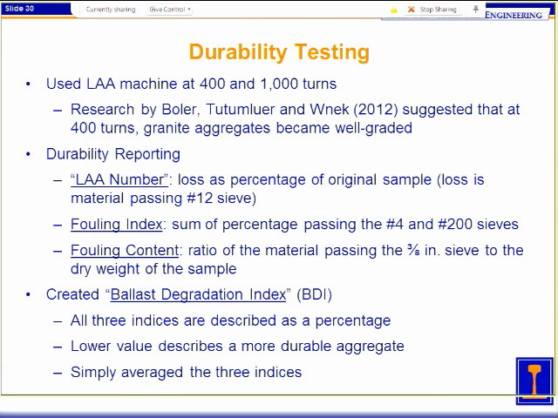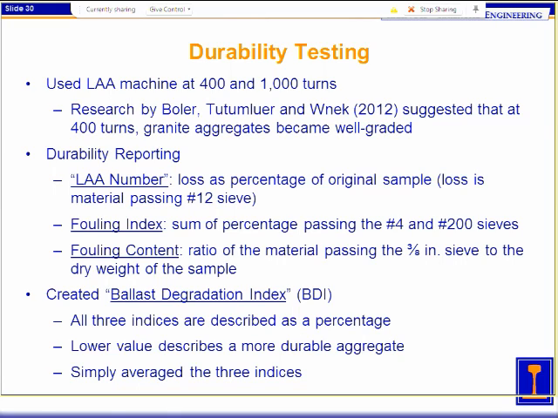Now, durability testing. We used a Los Angeles abrasion machine for this. We tested it at 400 and 1,000 turns. Research by Bowler, Tutumler, and Wnek in 2012 suggested that at 400 turns, granite aggregates became well-graded, actually. And so that's why we chose 400 turns out of any number of turns we could have chosen between 400 and 1,000. Durability reporting, we had three or four different indices we could have reported in.